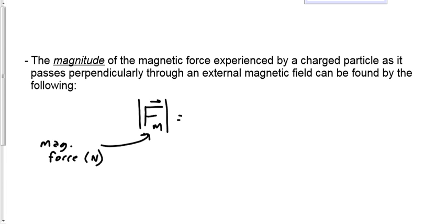The bigger this, the stronger the force. The charge, yeah. The charge of the particle. If you have a particle that's twice the charge, then the magnetic force is going to be twice as big. That charge is going to be measured in coulombs. What else? Yep. The distance the magnets are apart?